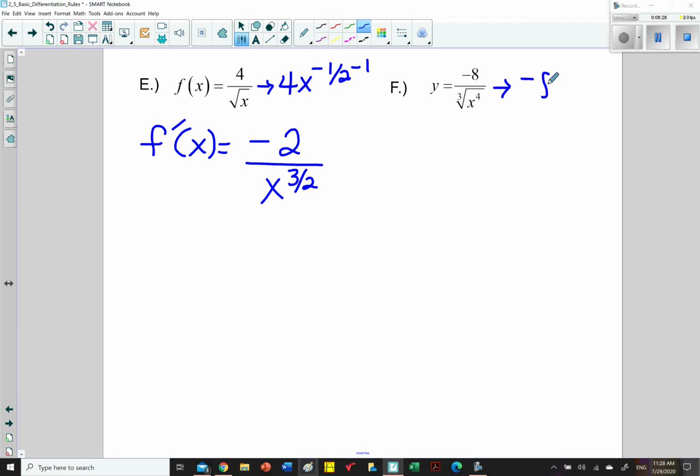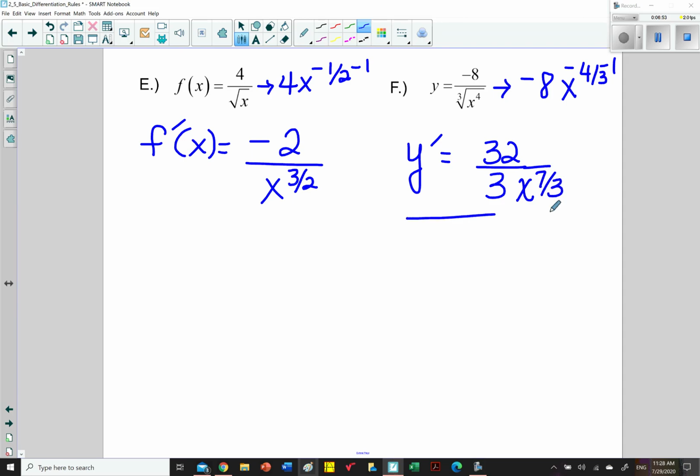And finally, negative 8x to the 4/3 power. Then y prime is negative 8 times negative 4 divided by 3. That looks like positive 32/3. And then take 1 off of this power, which would be negative 7/3. So it comes downstairs, x to the positive 7/3 power. So y prime is 32 divided by 3x to the 7/3 power.